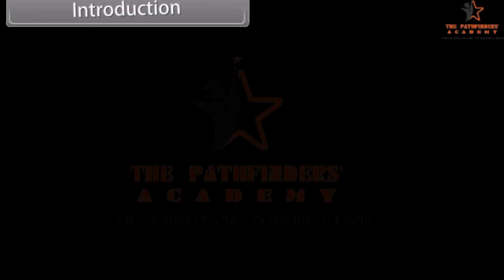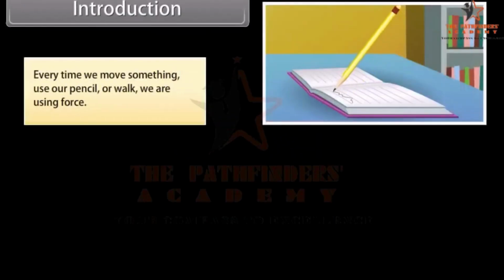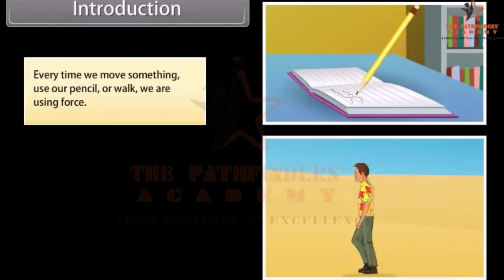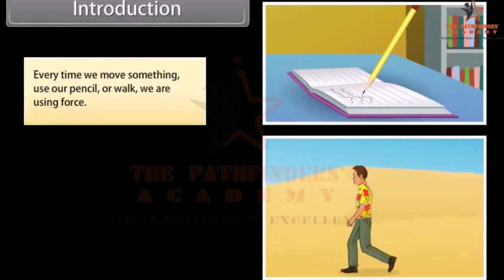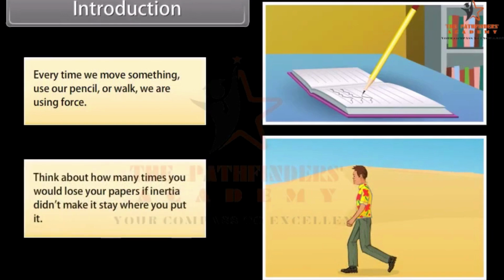Introduction. Every time we move something, use our pencil or walk, we are using force. Think about how many times you would lose your papers if inertia didn't make it stay where you put it. Objectives.